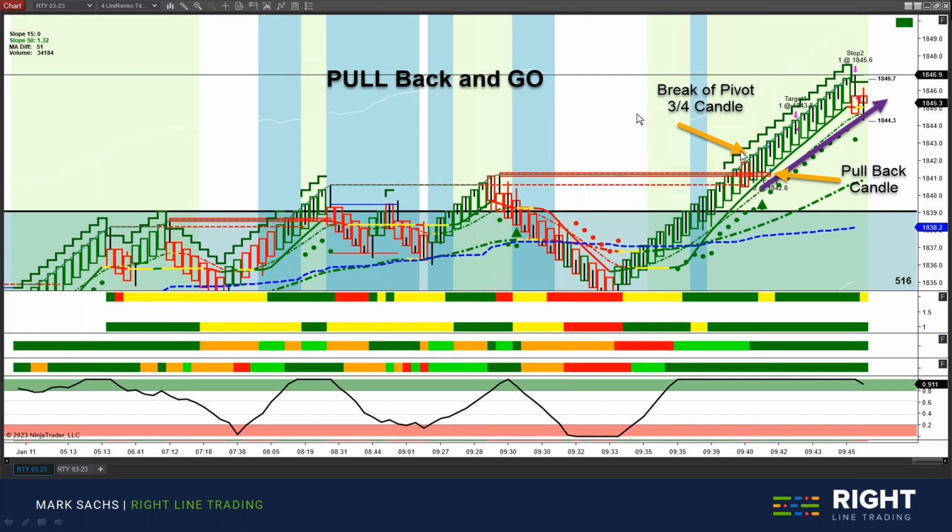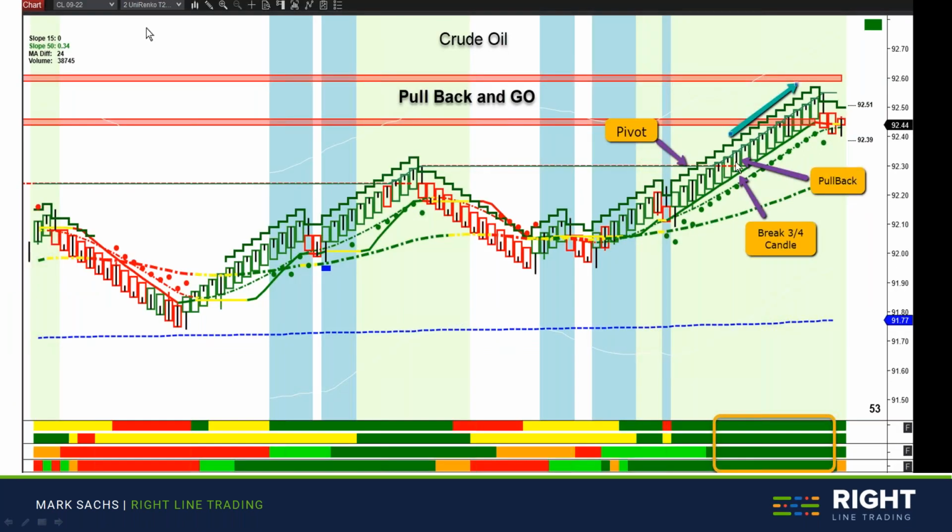Here's a trade on the Russell. Here's the pullback. You can actually see my orders because I took this trade, right? Here's another trade. Here's a trade on the pullback on crude oil. Breaks the pivot, get the pullback candle, place your order one tick above here. If it goes up, we're in the trade. If it goes down, we're not. But see how we have everything in agreement here? And we have the C2.